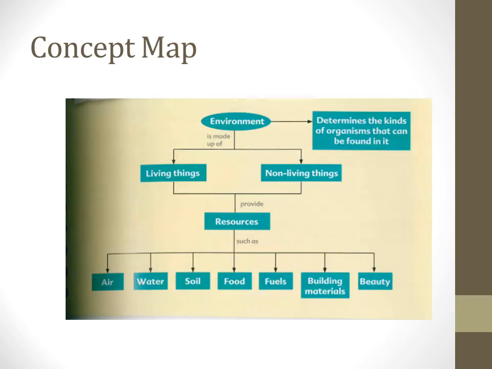Last but not the least, look at the concept map. This is something that we learned in our Unit 7 environment. That is environment. In that, we looked at living and non-living things, humans, plants, animals, non-living things from an environment. We should know what we have, and the resources. We get air, water, soil, food. Fuels are non-renewable energy sources as well, and how we get building materials from our environment, one of the resources, and how it helps us beautify our life and our planet.